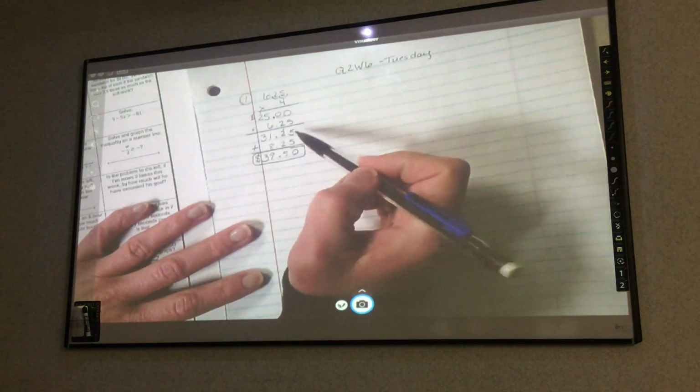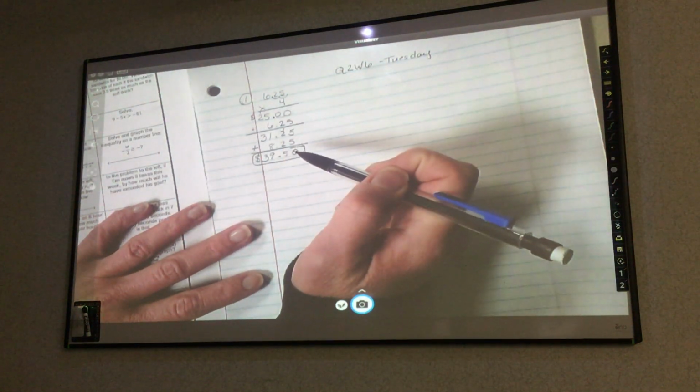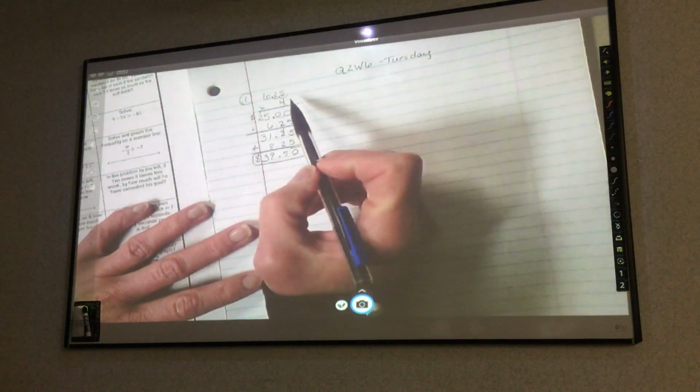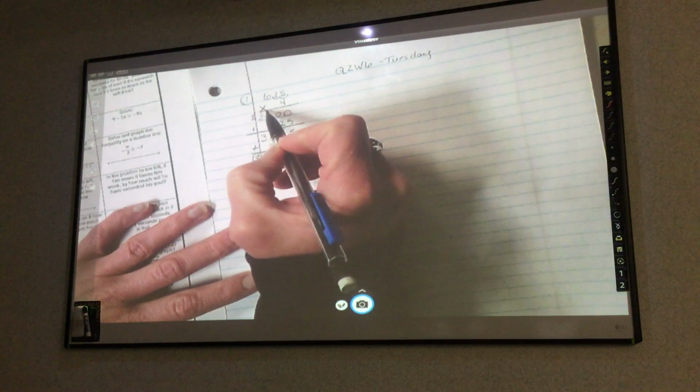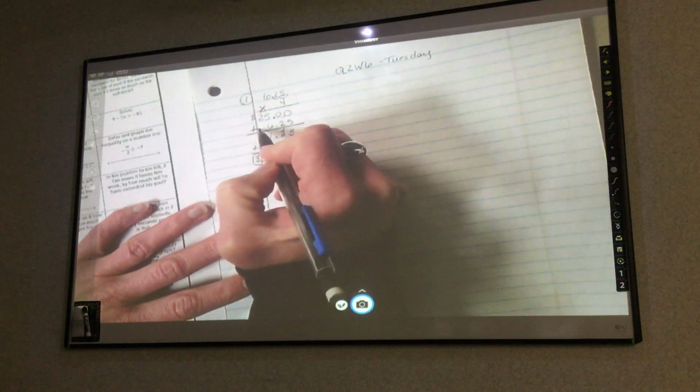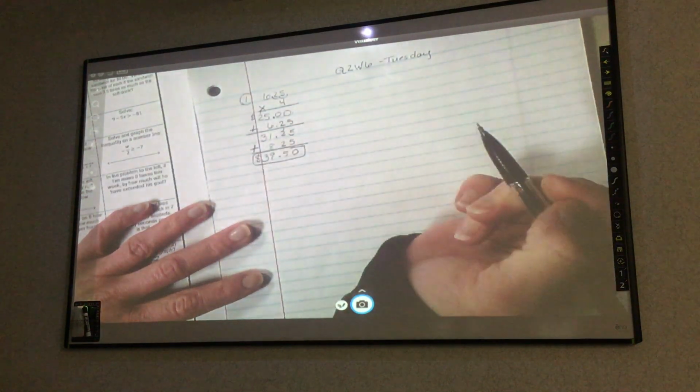Now, this was pretty easy math to do that you really didn't need a calculator, but no matter what, even if you use a calculator, you're showing me that you're multiplying first, adding second, and then adding third, because it was a 3-step problem.